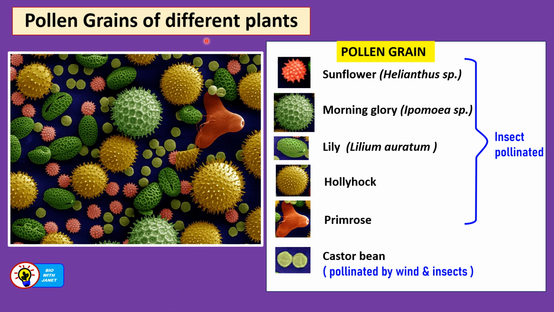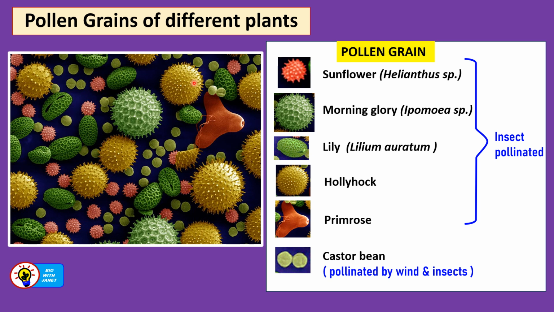Here are some beautiful pollen grains from different plants. We can see that these pollen grains do not have the same shape or size. They differ in shape, size, and also texture. Basically, if the pollen grain has a rough or spiky surface, they are usually insect pollinated.